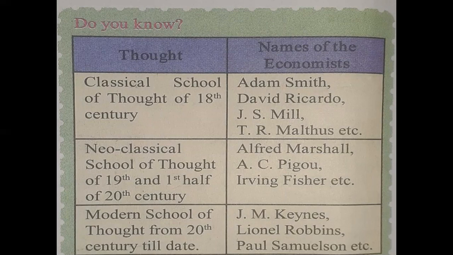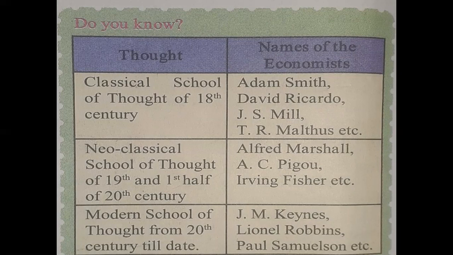Next, the neoclassical school of thought, the 19th and first half of the 20th century. Those economists are Alfred Marshall, then A.C. Pigou, then Irving Fisher. See, Irving Fisher was first of all a statistician. But we have included the statistician's name in economics because he also explained some economic theorems.